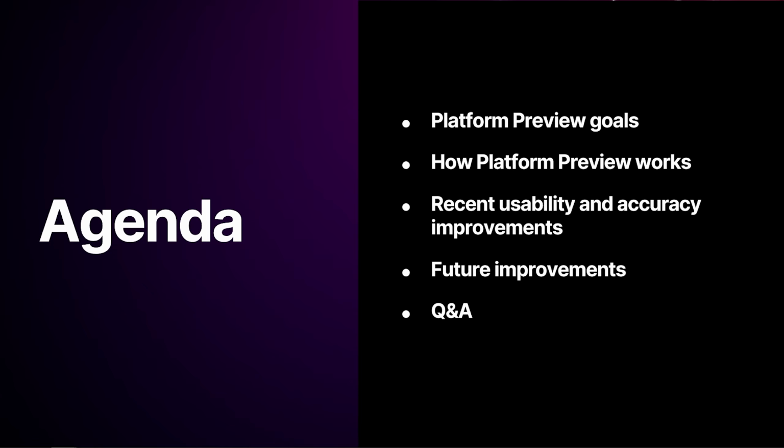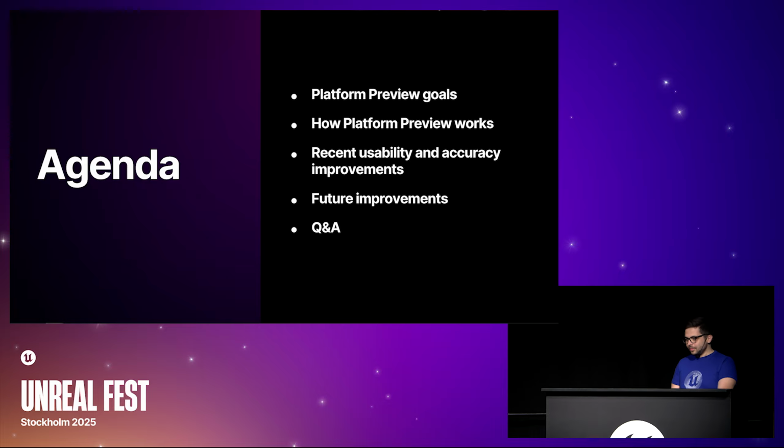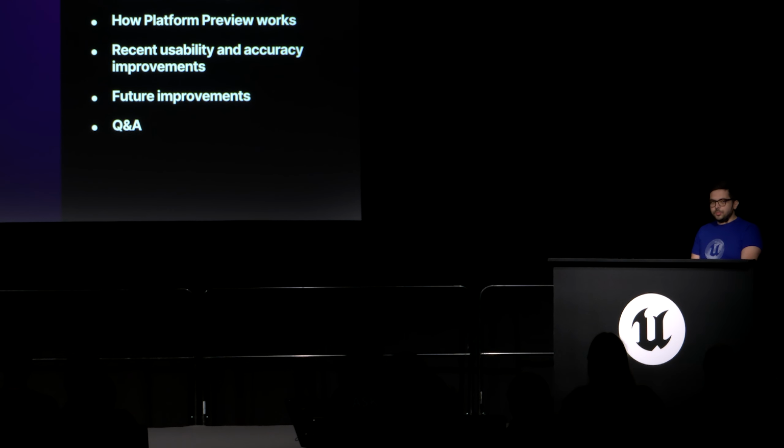We're going to go a bit through the agenda. First, we're going to talk about the platform preview goals. These are 3 pillars which we use to guide the development, and we strive to achieve them. Then we're going to go through how the mobile platform preview works. There might be some information you're already accustomed to, some new information, hopefully, and also 2 examples of how it can be useful to your day-to-day debugging and hopefully make your lives easier.